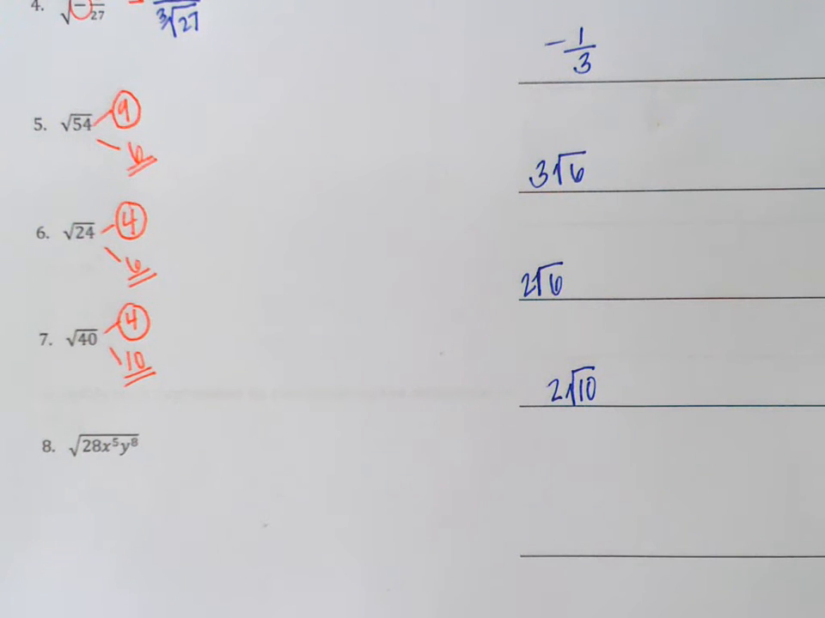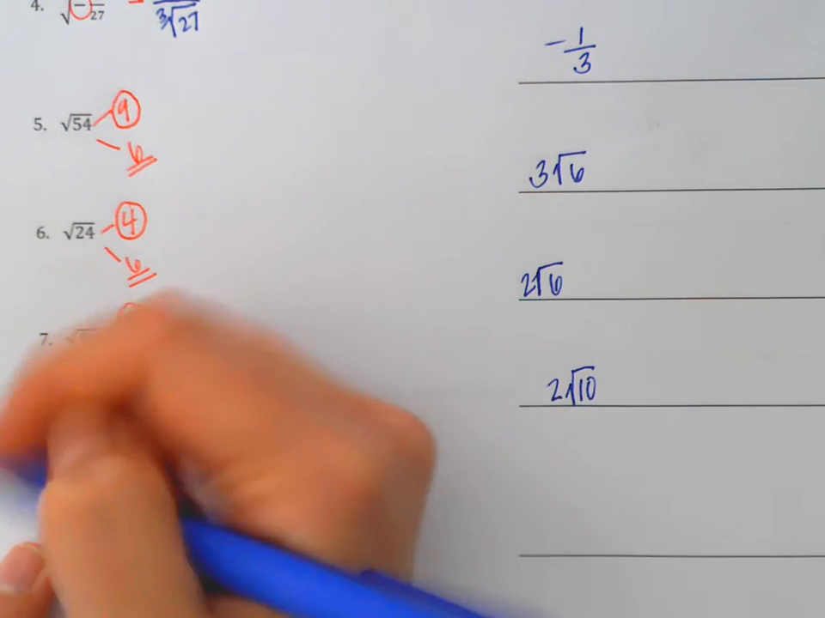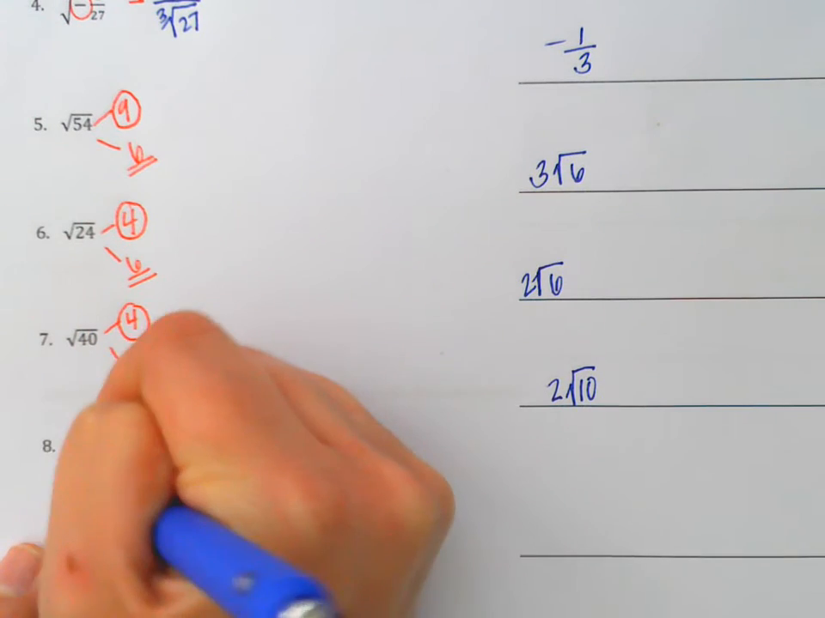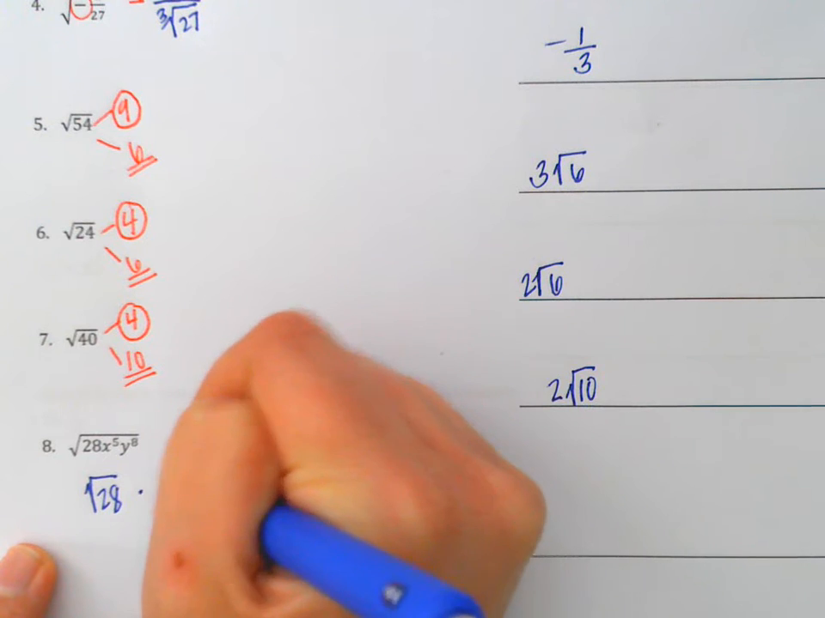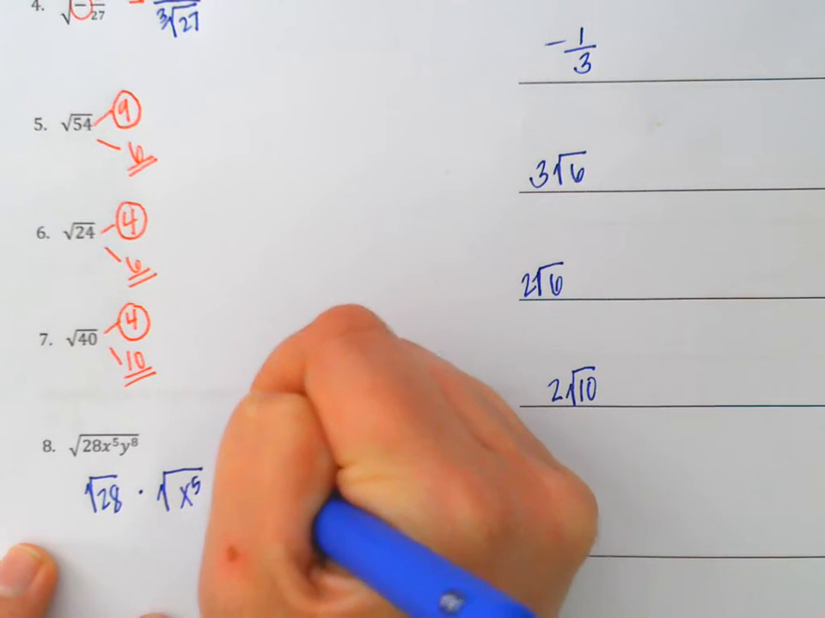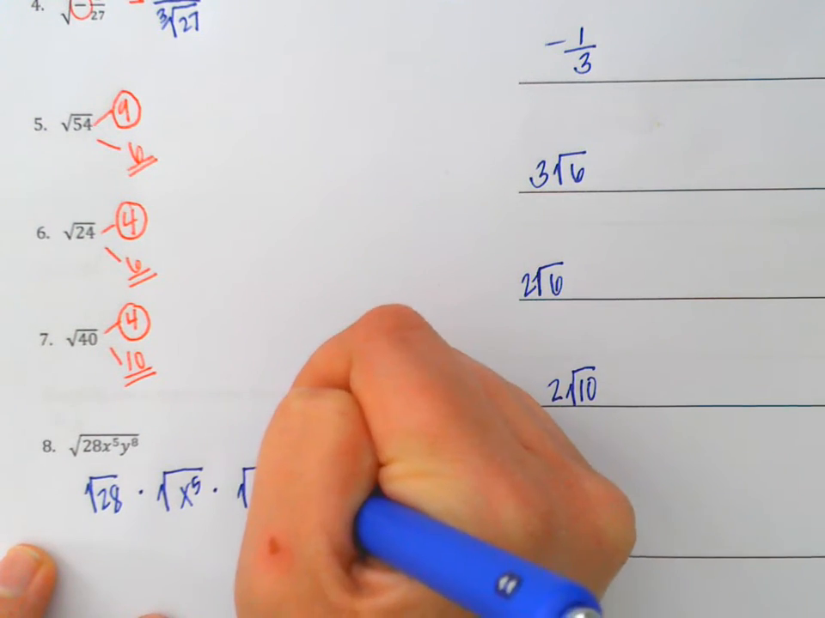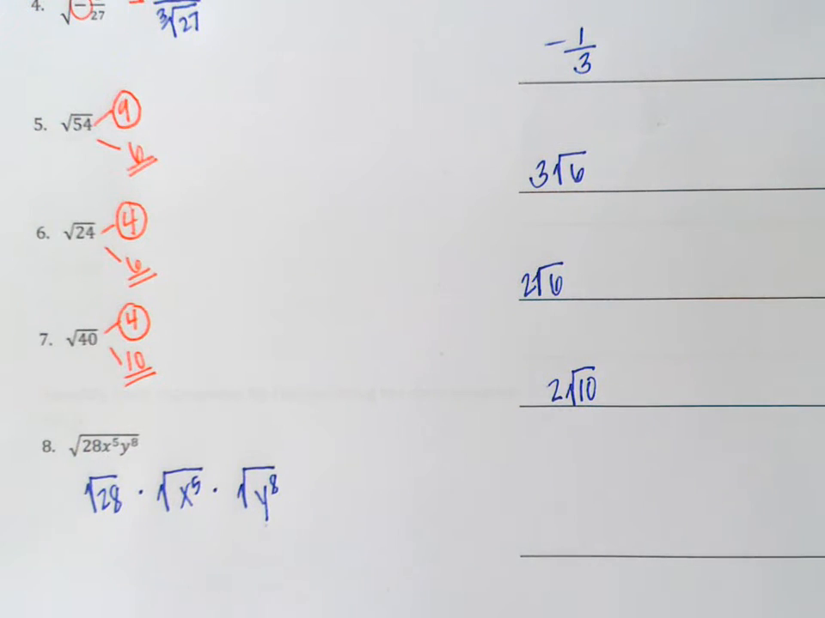Okay, so let's look at 8. Now with 8, we're bringing the variables in. And so I'm going to look at it part by part. So I'm going to look at the square root of 28 times the square root of x to the 5th times the square root of y to the 8th. And just look at it piece by piece.